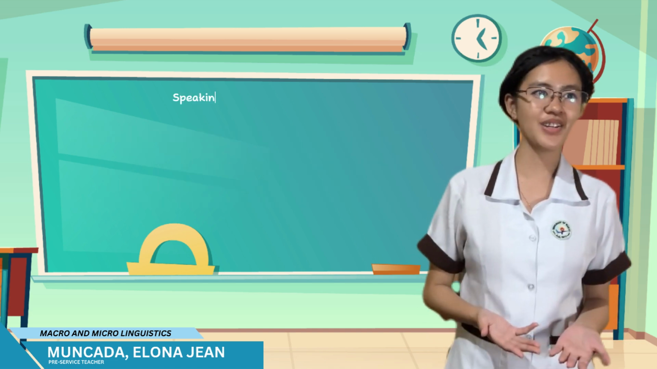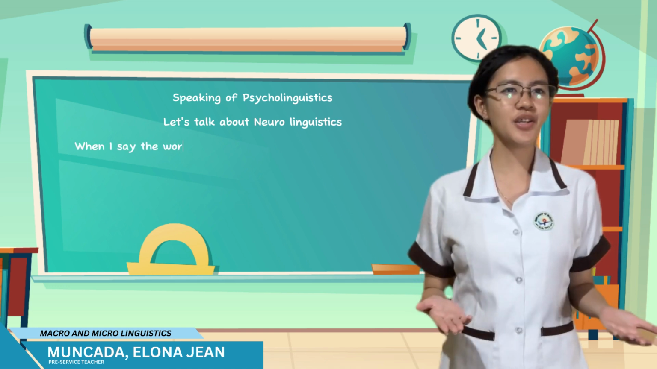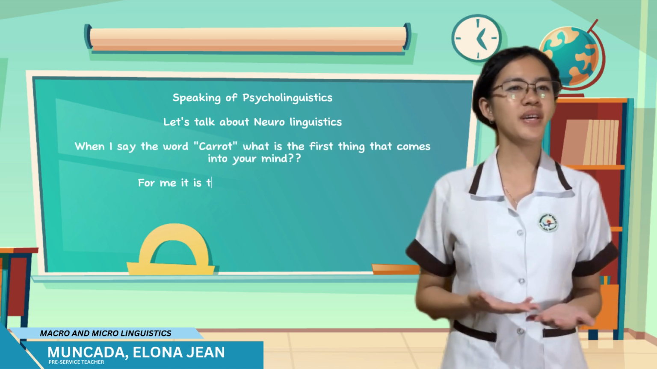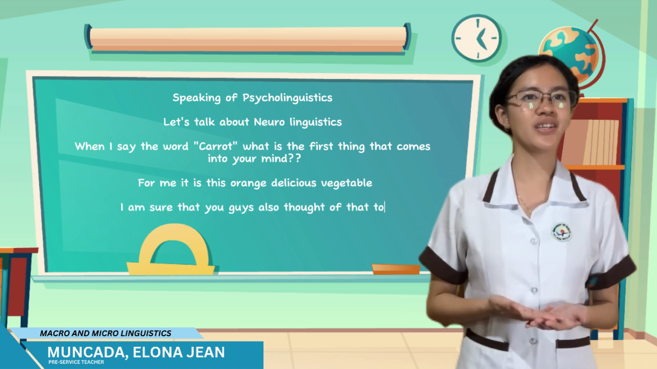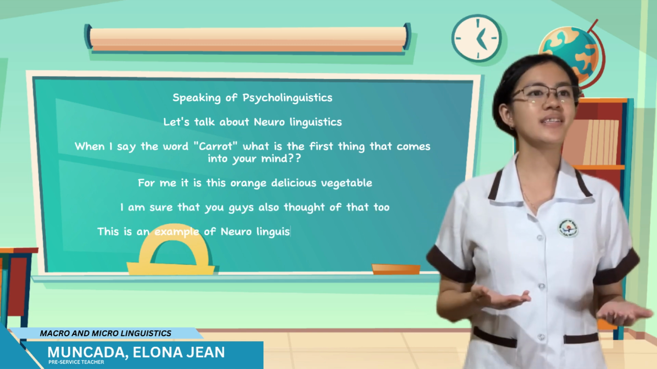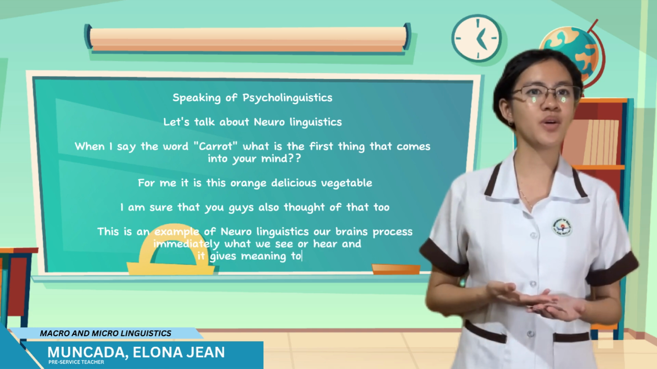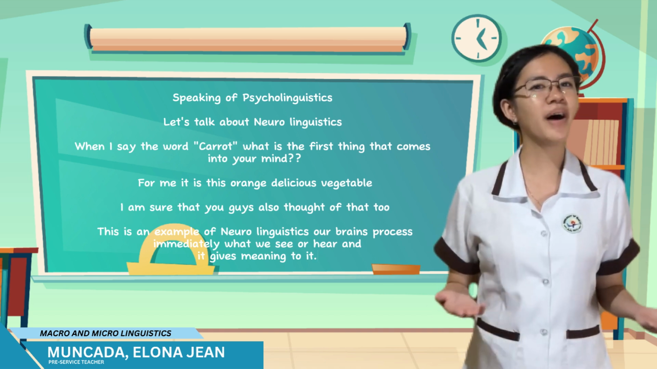Speaking of psycholinguistics, let's talk about neurolinguistics. When you say the word carrot, what is the first thing that comes into your mind? For me, it is this orange, delicious vegetable. I am sure that you guys also thought of that too. This is an example of neurolinguistics. Our brain processes immediately what we see or hear and it gives meaning to it. We're done with the mind and language.